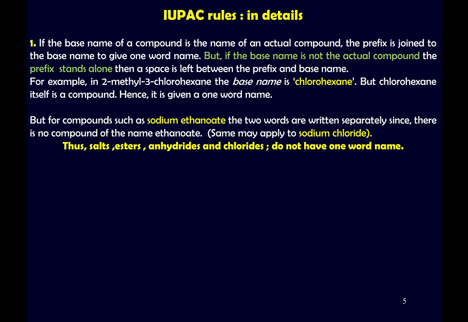Let us now discuss these IUPAC rules in more detail. If the base name of a compound is also the name of an actual compound, the prefix is joined to the base name to give a one-word name. That is what we have done in 2-methyl-3-chlorohexane. We have joined it with the prefix 3-chloro, so our base name became chlorohexane. We have no problem with it because chlorohexane exists in reality.